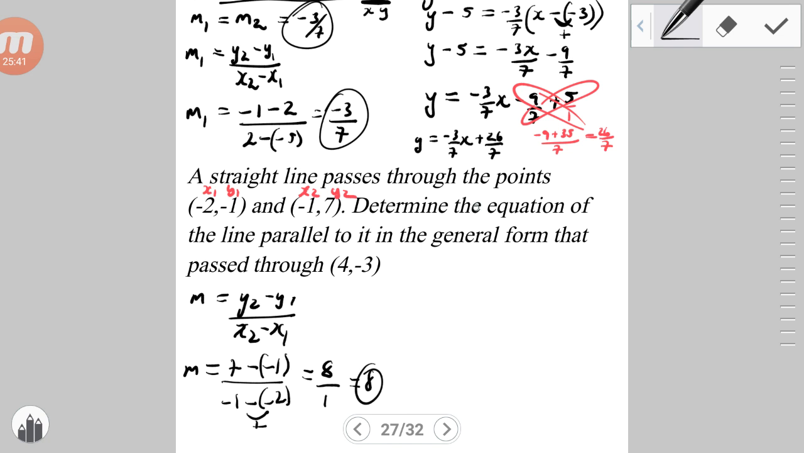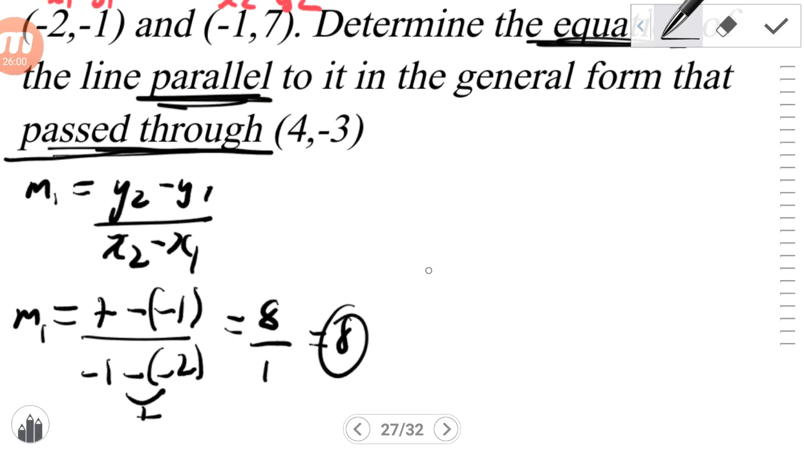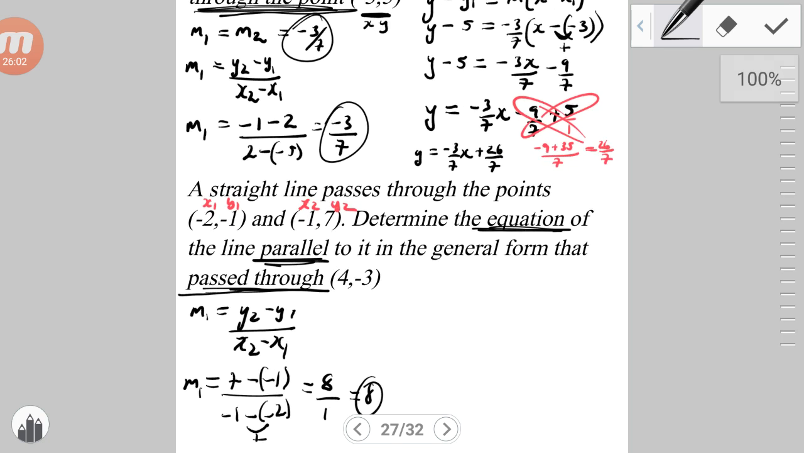In the general form here, we're looking for the equation of the line that is parallel to it. So we already calculated m1, so we know that m2 is also going to be 8. Then we see that it's passing through, so we have already identified our key points: passing through, parallel, equation. Equation would simply mean that we're going to be using the form y minus y1 is equal to m times x minus x1. If you so desire, by all means, guys, continue working with y equals mx plus c.